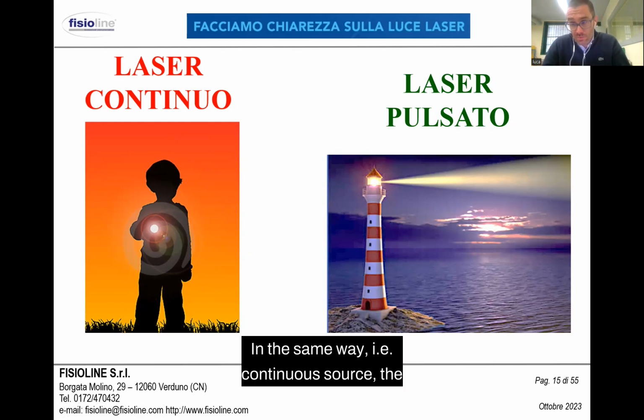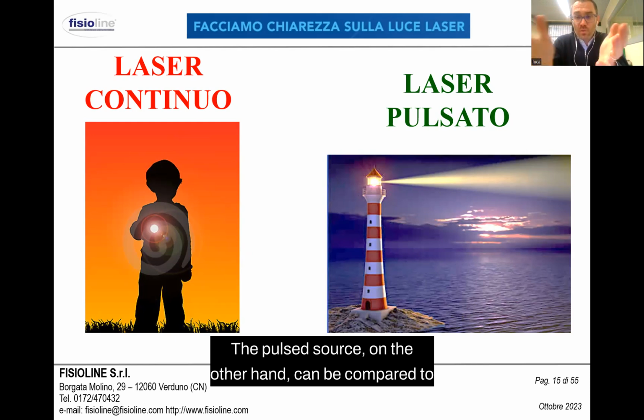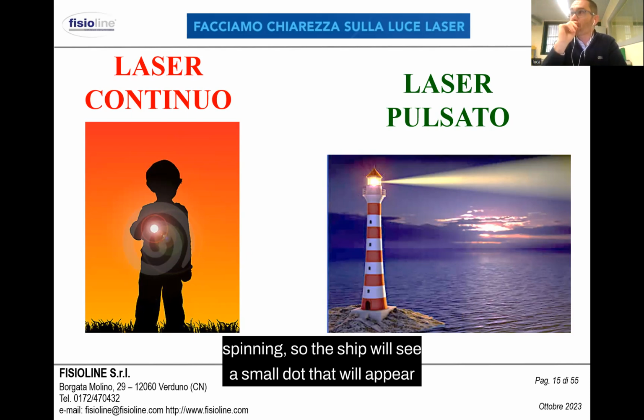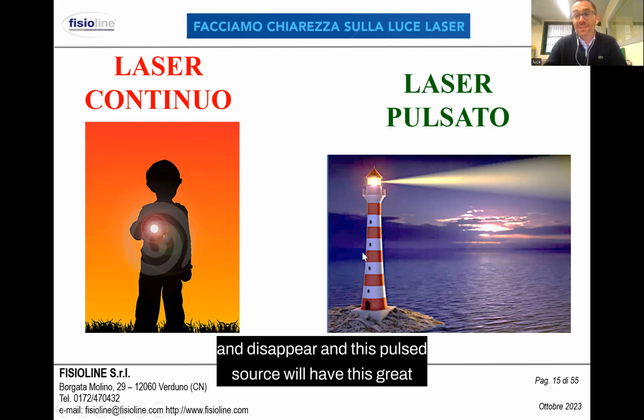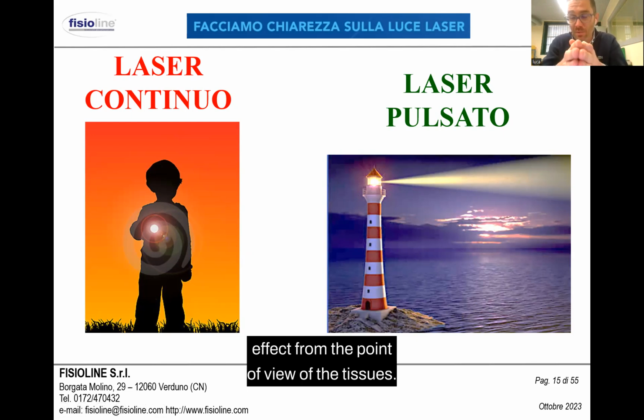In the same way, a continuous source, the laser does not change its emission mode, it always works in this way. The pulsed source, on the other hand, can be compared to a lighthouse. The light from the lighthouse is spinning, so the ship will see a small dot that will appear and disappear, and this pulsed source will have this great peak power that will already have an important penetration effect from the point of view of the tissues.